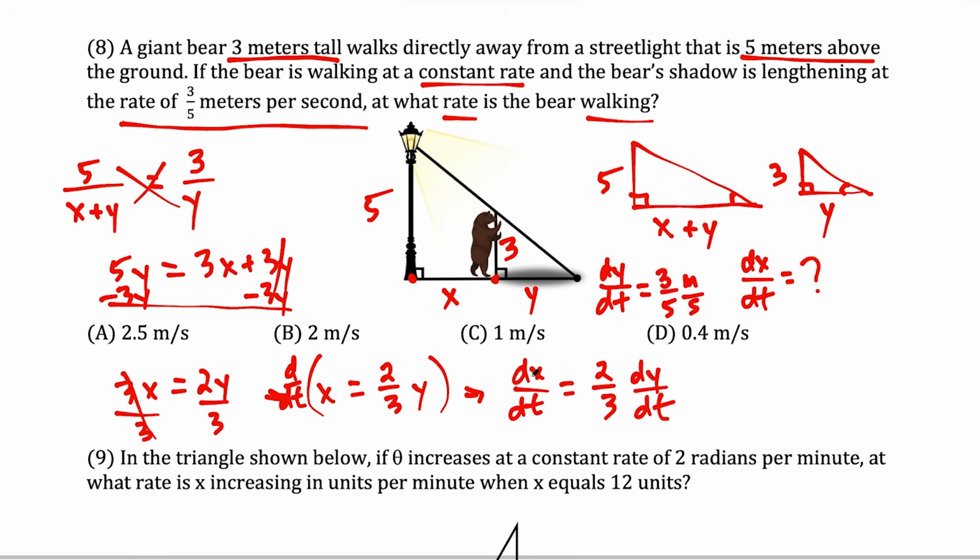So then all we have to do to find dx/dt is plug in the rate of change of the shadow. So we're going to have dx/dt is equal to 2/3 times dy/dt, which is 3/5 meters per second. And now we just simplify, 3/3 cancels, and we'll write the result over here that dx/dt is going to be equal to 2/5 meters per second.